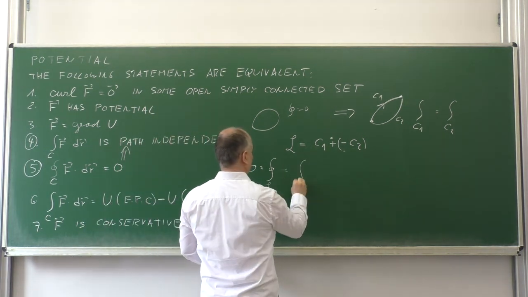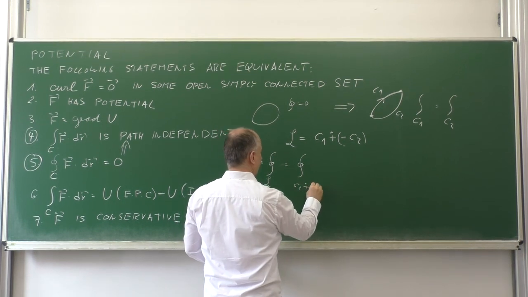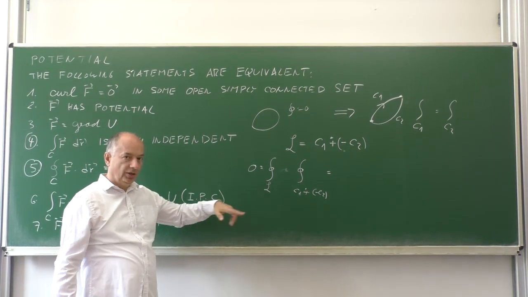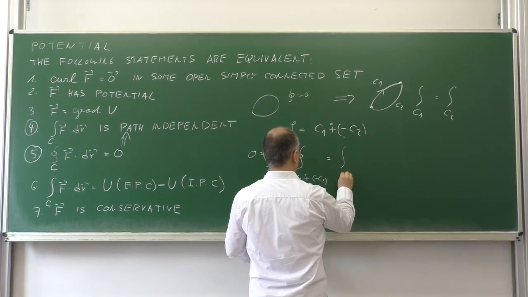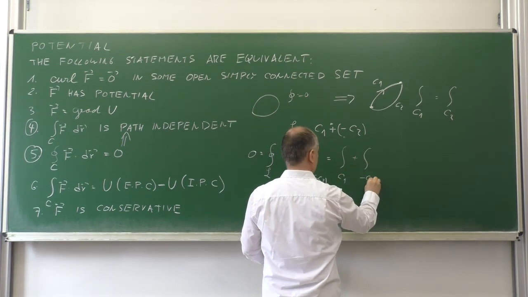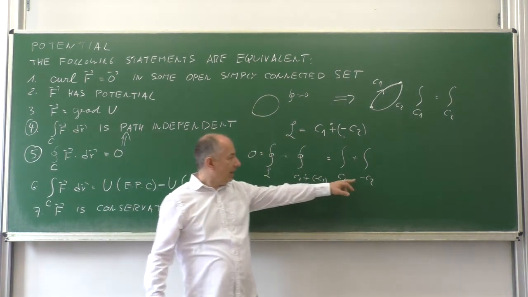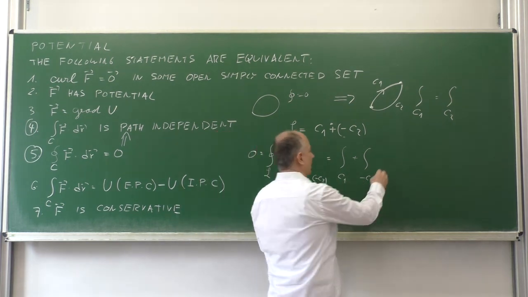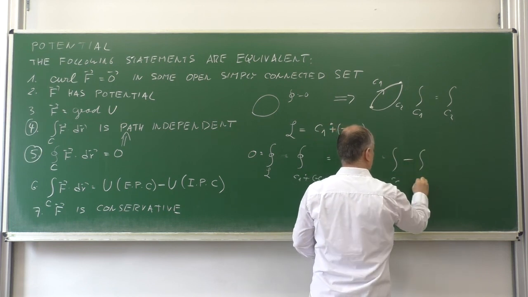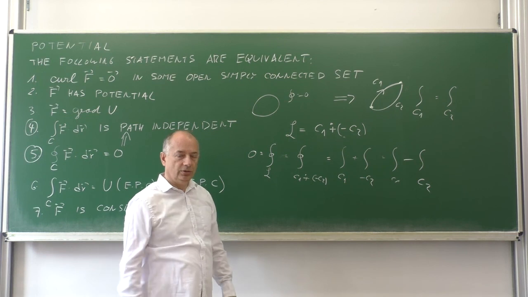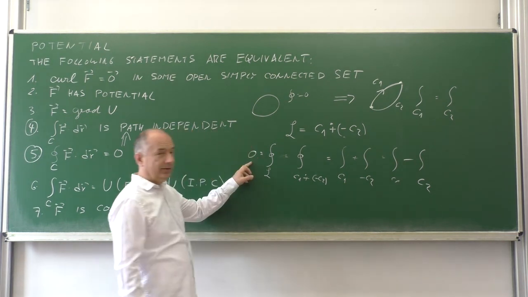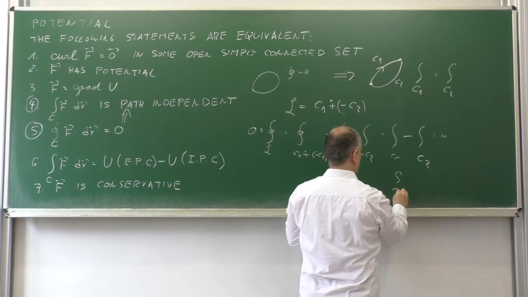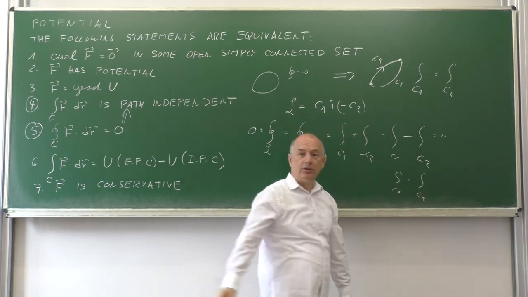But L is C1 concatenated with minus C2. But a line integral over a concatenation of two curves can be written as the sum of these two integrals. But now, traveling over C2 in the reverse order gives the opposite sign as traveling over C2 in the original orientation. And we know that this is 0. That means the integral over C1 is equal to the integral over C2.